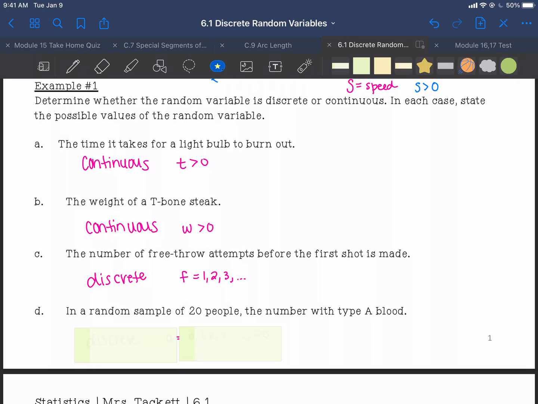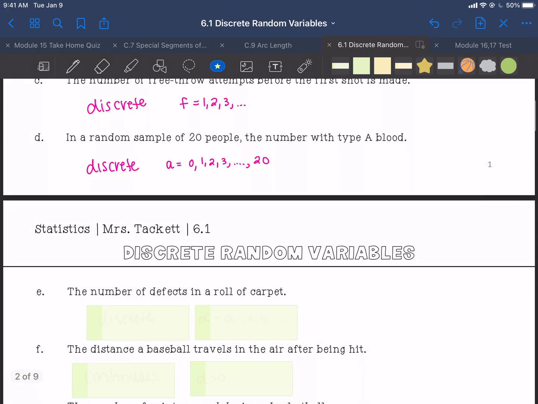D, in a random sample of 20 people, the number with type A blood. Well, we're talking about the number of people, so that's going to be discrete, but think about the values. If I randomly sampled 20 people, I could have 0 that have type A blood, I could have 1 of the 20, or all 20 people could have type A blood. So it would be 0 through 20 as our potential values.